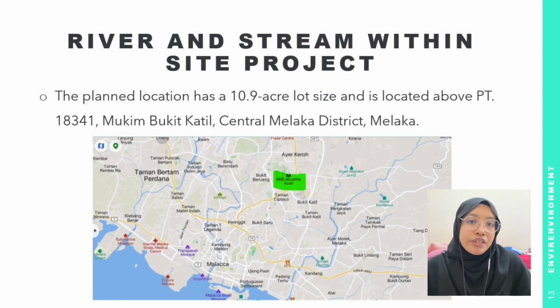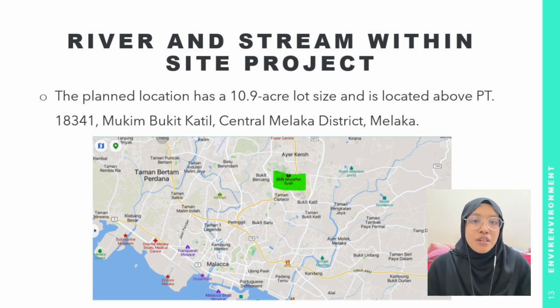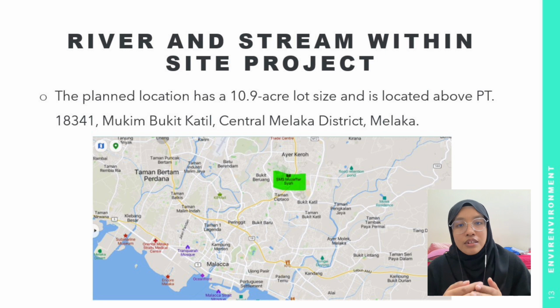The planned location has a 10.9 acre lot size and is located above PT 18341, Mukim Bukit Katil, Central Melaka District, Melaka. Rubber plants and other forest species overrun this uneven mountainous construction site. To achieve the necessary platform level, significant ground cutting must be done. A road that connects Tehel with Bukit Katil neighborhood is being built just in front of the building site.